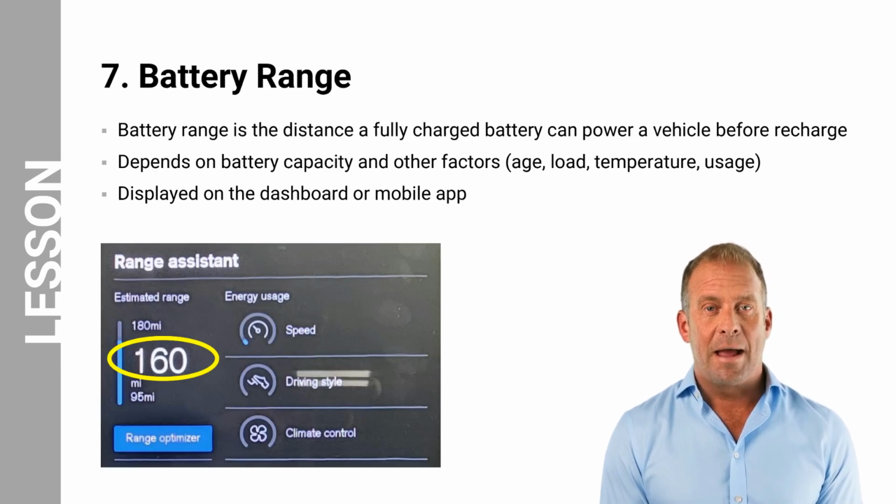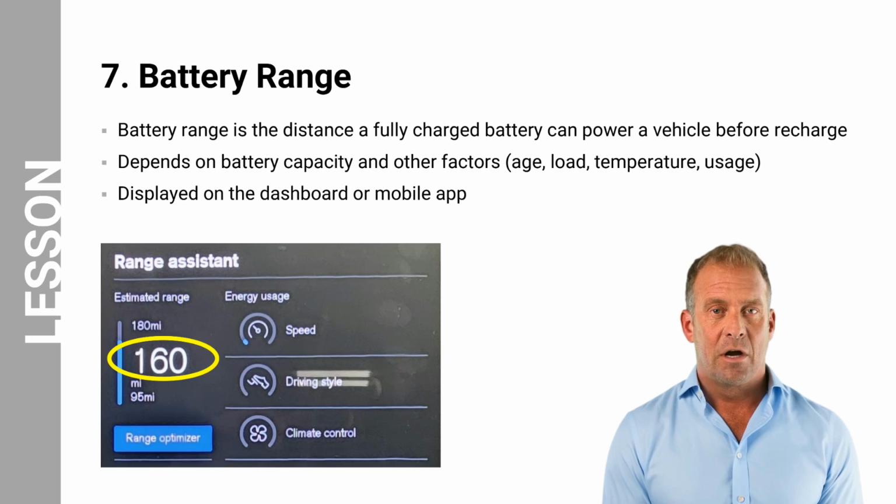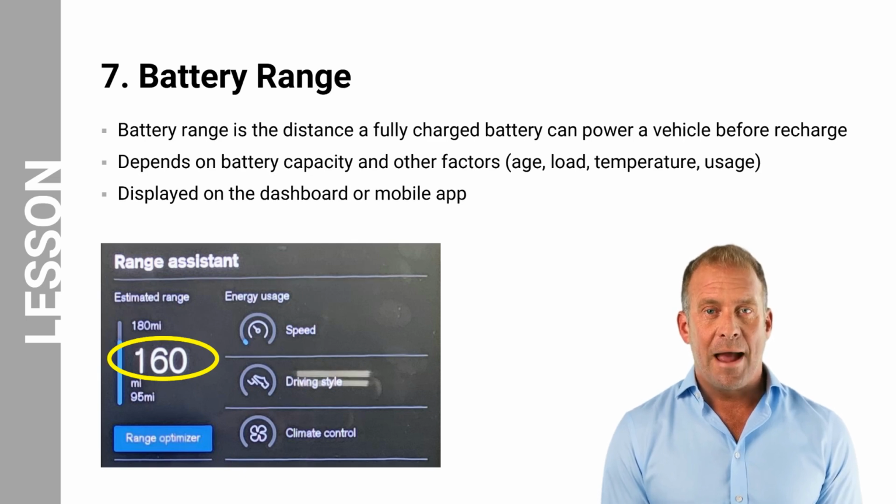Now, let us look at the battery range. If you have a fully charged smartphone with a battery life of 10 hours, this means you can use your smartphone for up to 10 hours before the battery depletes and requires recharging. The actual battery life may vary depending on factors such as screen brightness, usage intensity, and the number of apps running in the background. Similarly, an EV's battery range is the distance that a fully charged battery can power the vehicle before needing to be recharged. It is influenced by factors such as battery capacity, vehicle efficiency, driving conditions, and speed.